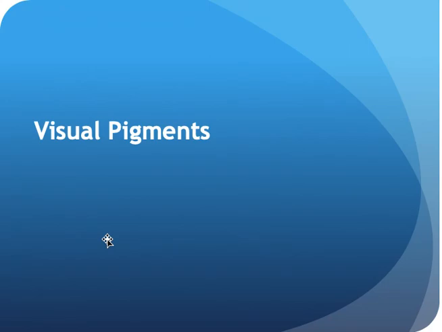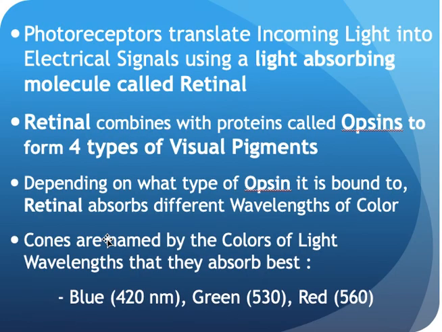So these are my visual pigments. We said we use these to create color. My photoreceptors can translate incoming light into electrical signals using a light-absorbing molecule called retinol. Always a good multiple choice question too is, what molecule am I using to create these pigments? And it's going to be this retinol. Retinol is going to combine with proteins called opsins to form 4 different visual pigments, and then depending on the type of opsin that it's bound to, retinol can absorb different wavelengths of color.